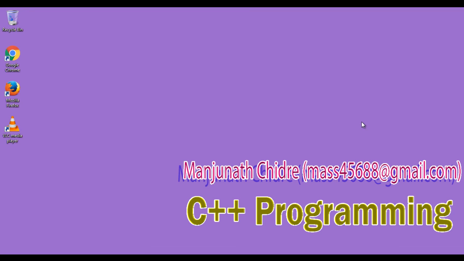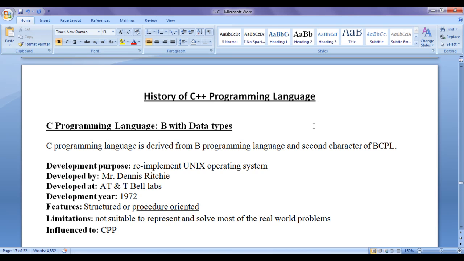Hello friends, in this tutorial we are going to discuss the history of the C++ programming language. So let's get started. Before we learn the history of C++, let's get some information on the history of the C programming language. C programming language is derived from the B programming language.